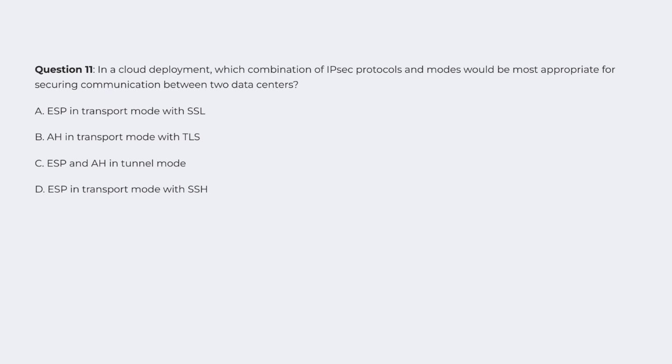Question 11. In a cloud deployment, which combination of IPsec protocols and modes would be most appropriate for securing communication between two data centers? A. ESP in transport mode with SSL. B. AH in transport mode with TLS. C. ESP and AH in tunnel mode. D. ESP in transport mode with SSH.